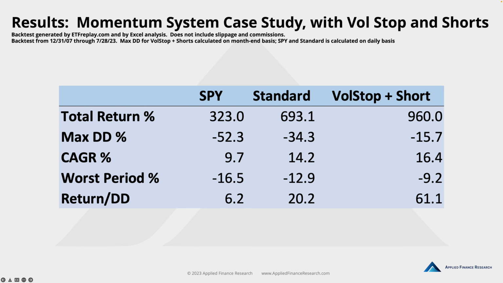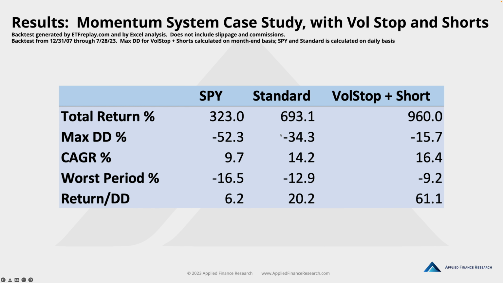So here we have backtest data for one of our momentum-based monthly asset allocation systems, and these data were generated by etfreplay.com and further analyzed in Excel. This is a backtest that goes from December of 2007 to July of 2023. So we have three different columns here.